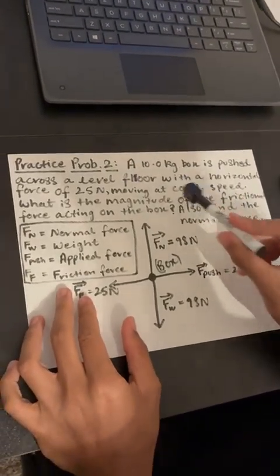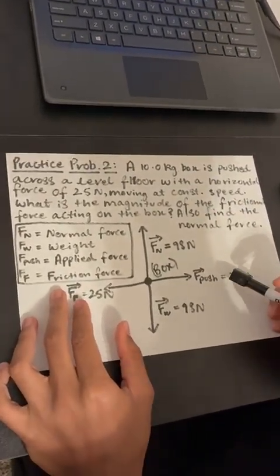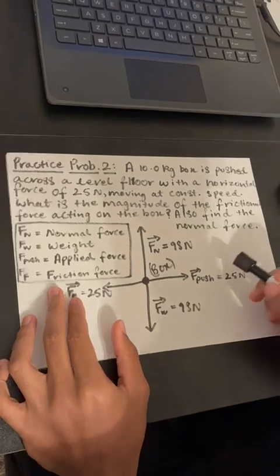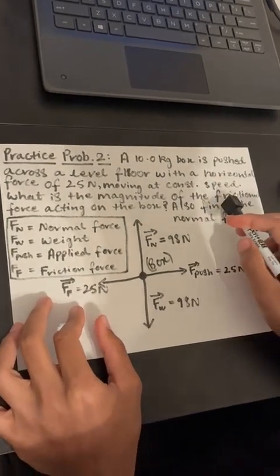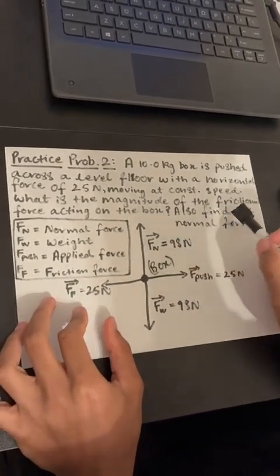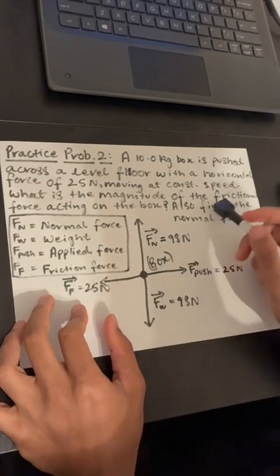Practice problem 2. A 10 kg object is pushed across a level floor with a horizontal force of 25 newtons, moving at a constant speed. What is the magnitude of the frictional force acting on the object? Also find the normal force.